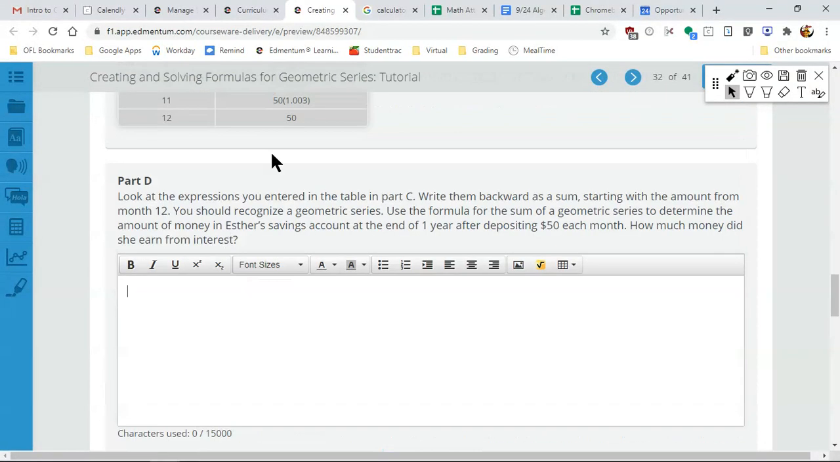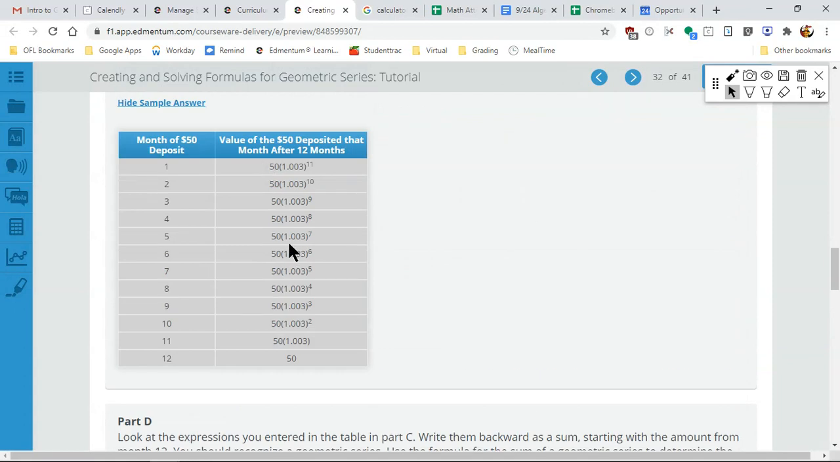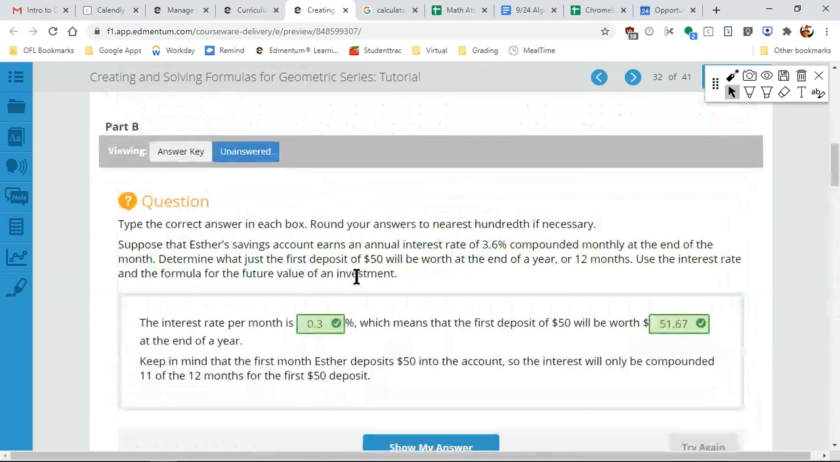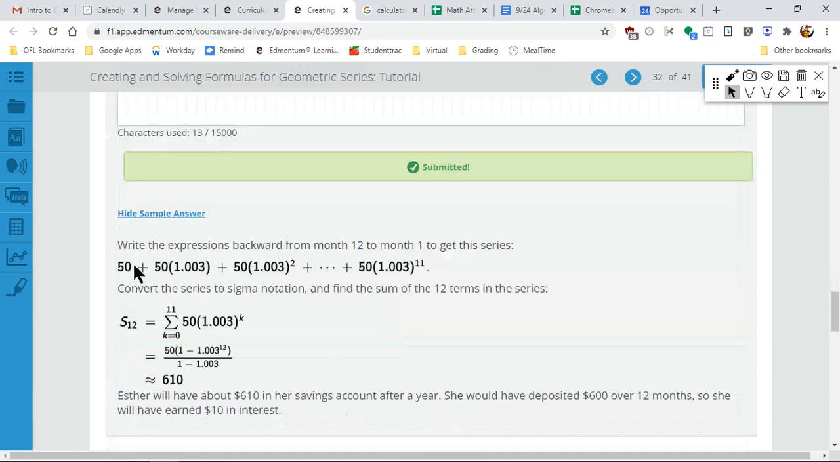Honestly, guys, like they want you to add all of this up without the 50 and stuff. Way too much work. Just do yourselves a favor. Just subtract it. Just go, all right, 51.67 minus 50. Guess what? That's 1.67. Edmentum is making you do more work than what's necessary here. Like you can look at their sample answer. They're like, oh, we're going to use the summation formula.